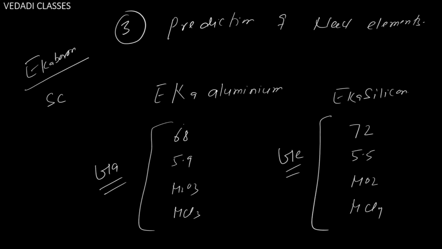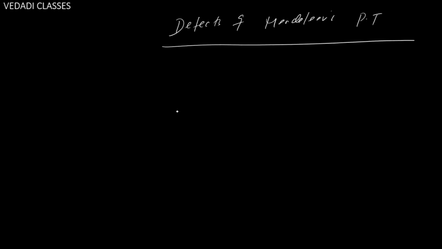But it has a lot of defects. So we study the defects in the Mendeleev periodic table. So what are the defects of the Mendeleev periodic table? First, the position of hydrogen.